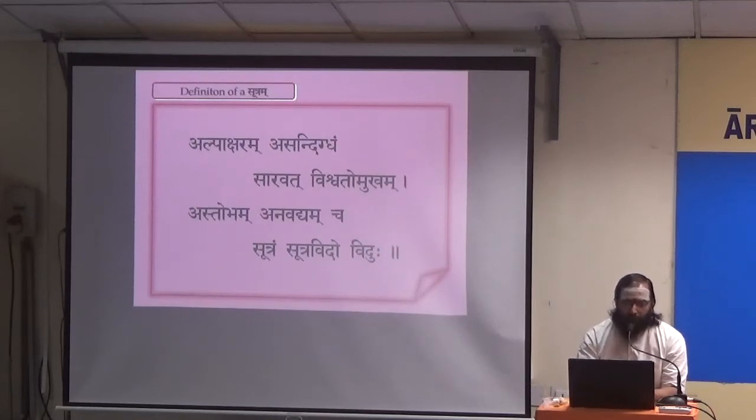First let us chant. Alpaksharam asandigdham, saravat vishvato mukham, astobham anavadyam cha, sutram sutra vidho viduhu. There are six lakshanas, characteristics of a sutra, given here. Alpaksharam, number one. Asandigdham, two. Saravat, three. Vishvatomukham, four. Astobham, five. Anavadyam, six. A sutra must have these six lakshanas.